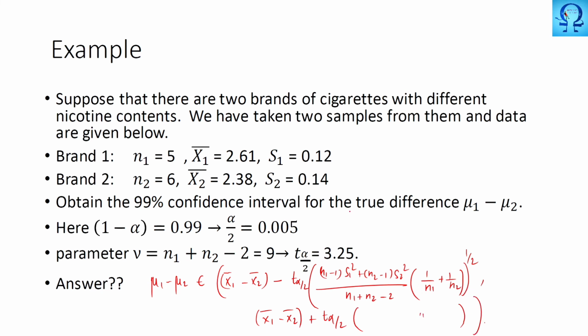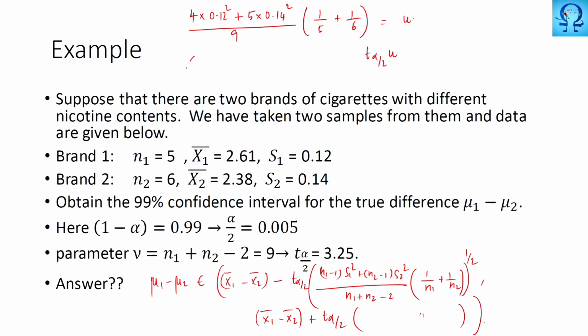Now what should you do? You have this t alpha upon 2. Now calculate this value. This n1 minus 1 is 4 multiplied with 0.12 square plus 5 into 0.14 square divided by n1 plus n2, which is 11, minus 2 is 9, multiplied with 1 upon 5 plus 1 upon 6. You try to calculate this value, supposing this as u. Now you know this value as well.